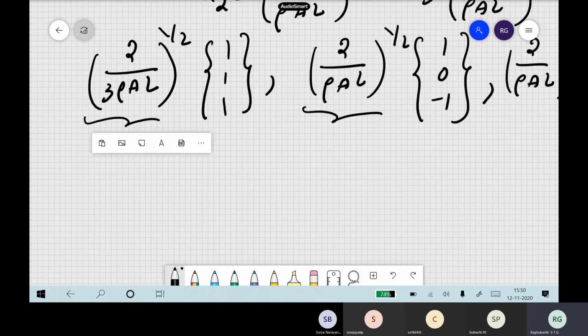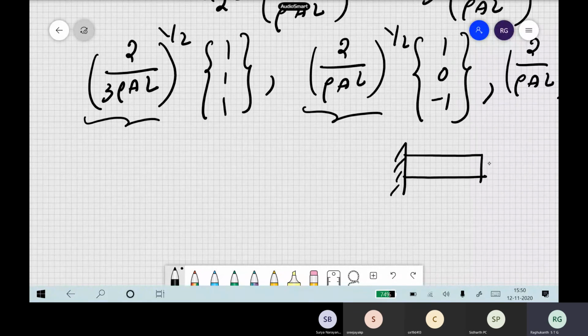Now in the same problem, suppose I fix this end. Now what will happen to the natural frequencies? The same problem, one end is fixed. Now what should we do?